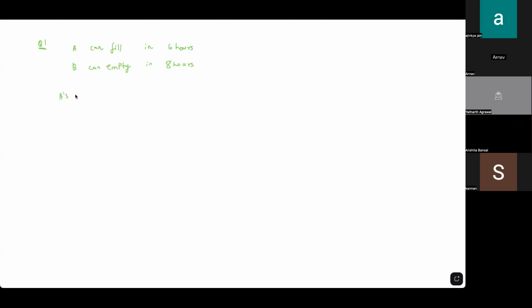So A can fill in 6 hours, so A's 1 hour work is 1/6. B can empty, so B is doing negative work, correct? So B's 1 hour work will be 1/8 with a negative sign.